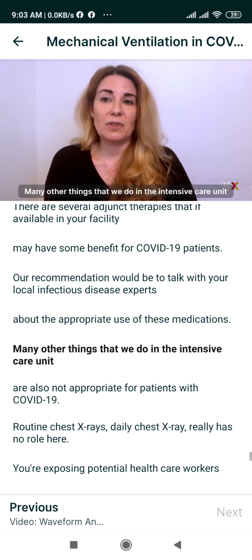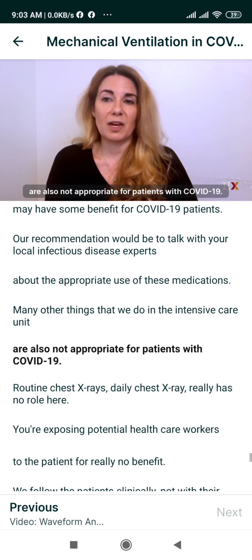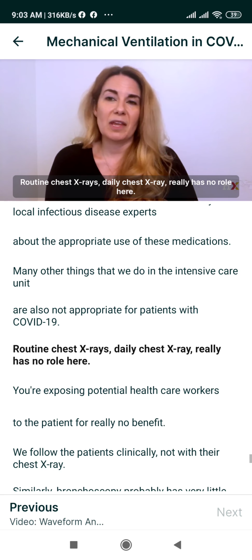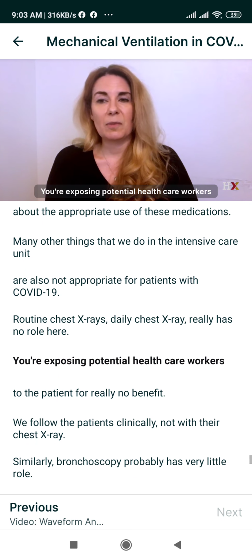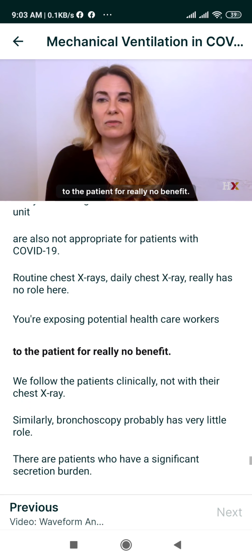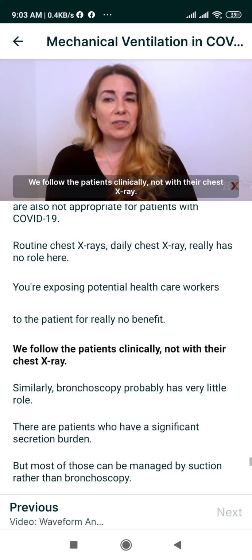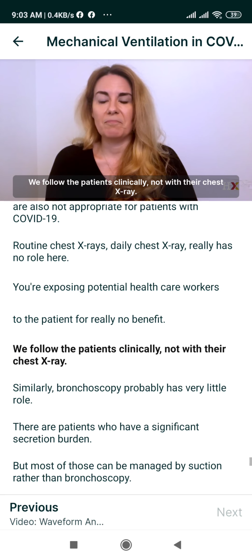Many other things that we do in the intensive care unit are also not appropriate for patients with COVID-19. Routine chest x-rays, the daily chest x-ray, really has no role here. You're exposing potential healthcare workers to the patient for really no benefit. We follow the patients clinically, not with their chest x-ray.